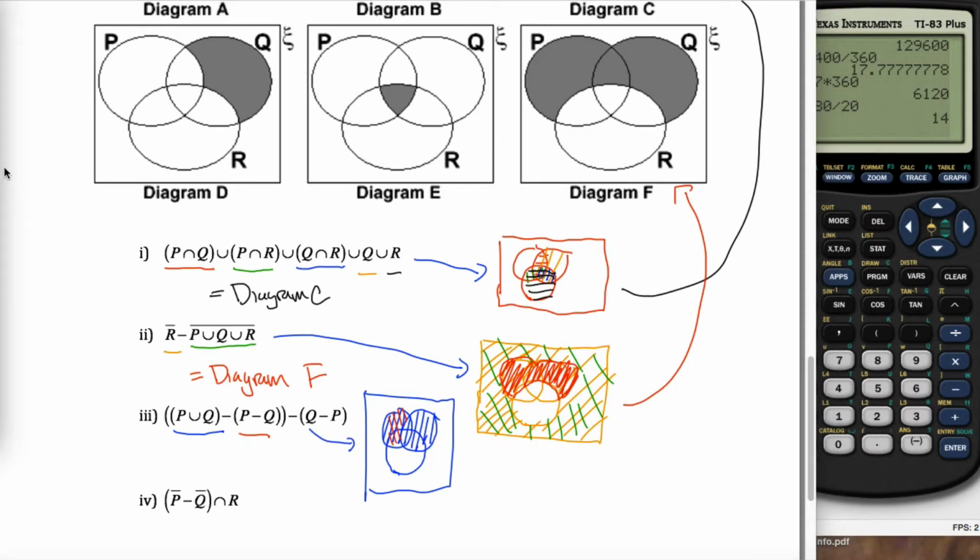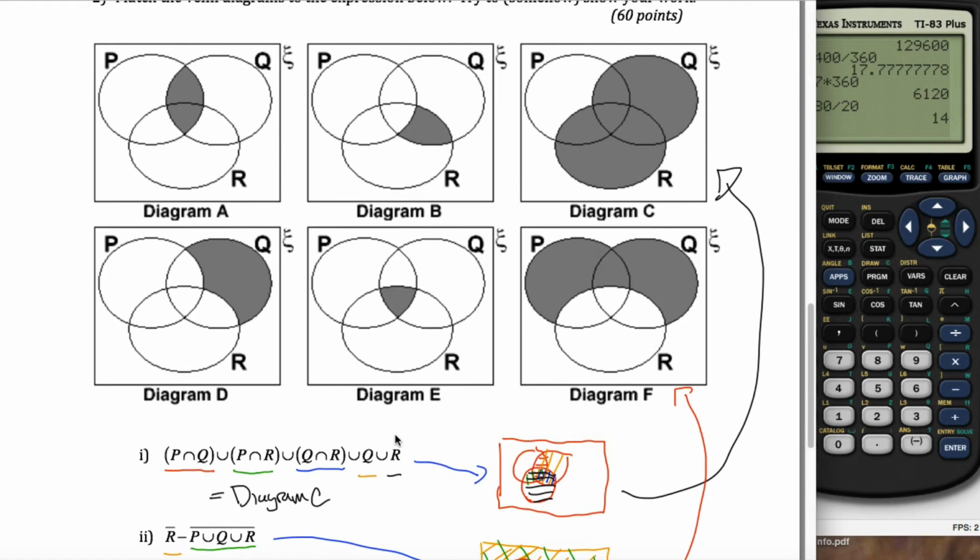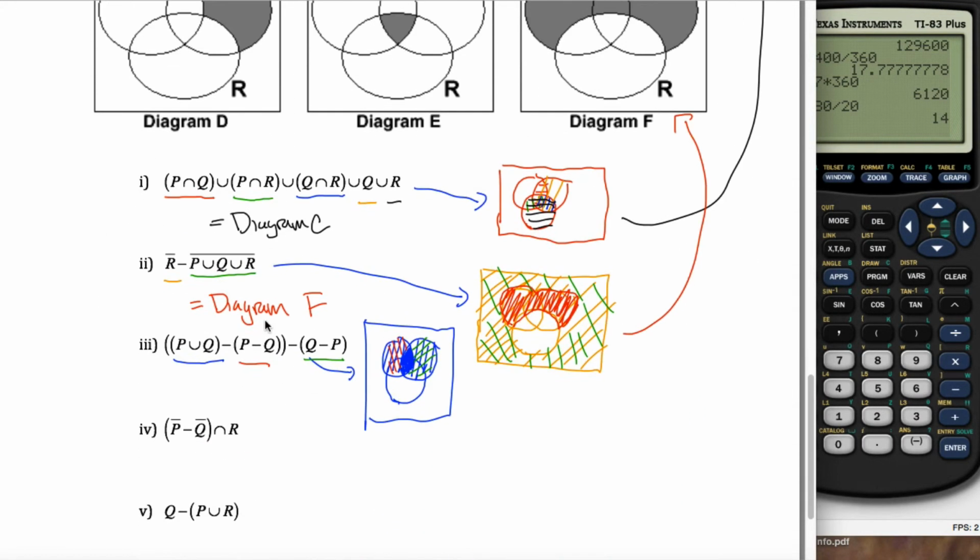And then I also want to get rid of Q take away P. Well, Q take away P, we start with this whole Q circle and take away all this stuff. I'm getting rid of this green here. What I'm left with for my final answer is just this darkly shaded region. And it looks like that matches up with diagram A.